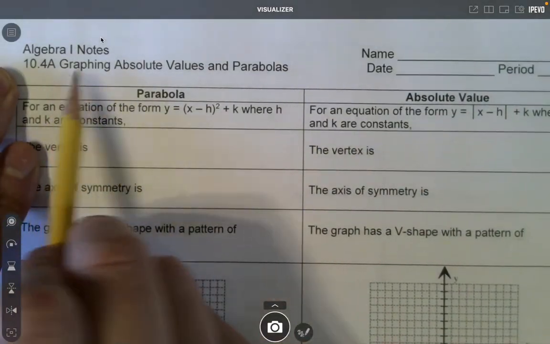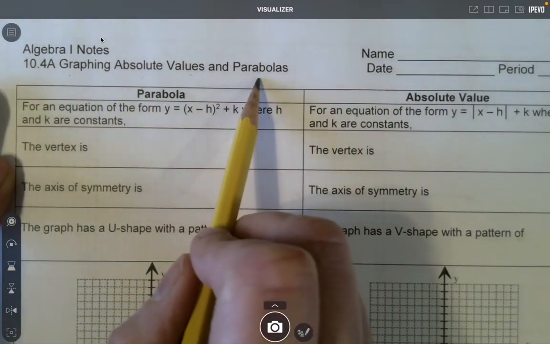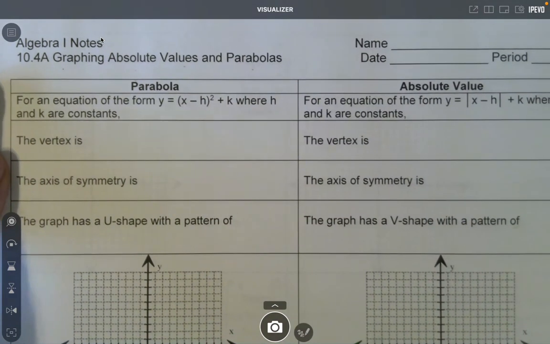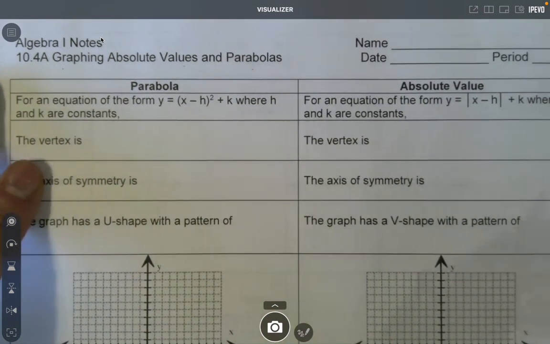And we're looking at graphing absolute values and parabolas today. So you might have graphed these by making a table before, but we're going to be looking at vertex form today for all of our graphing.